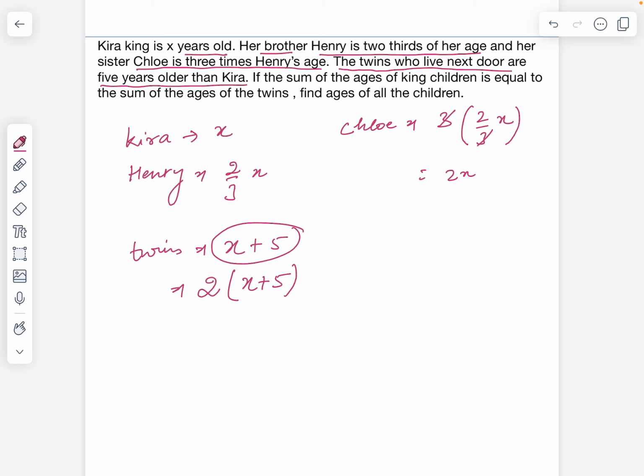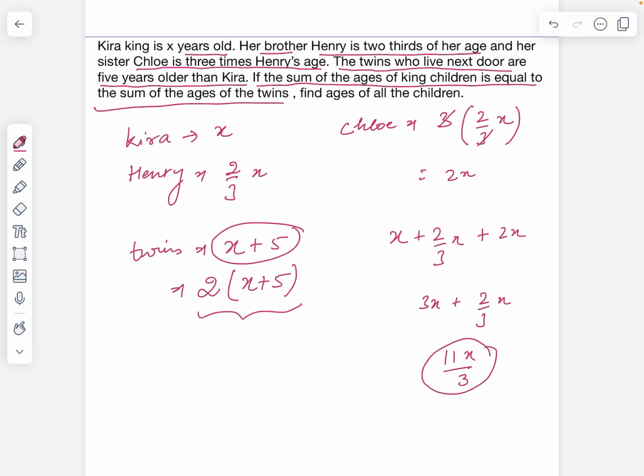Now they say that the sum of the ages of the children is equal to the sum of the ages of the twins. We have already summed the ages of the twins, and the ages of Kira, her brother and Chloe would be x plus two-thirds of x plus 2x. So 3x plus two-thirds of x is going to be 11x upon 3, and they say that they are equal. So 11x over 3 is equal to 2 times x plus 5, which is going to be 2x plus 10.